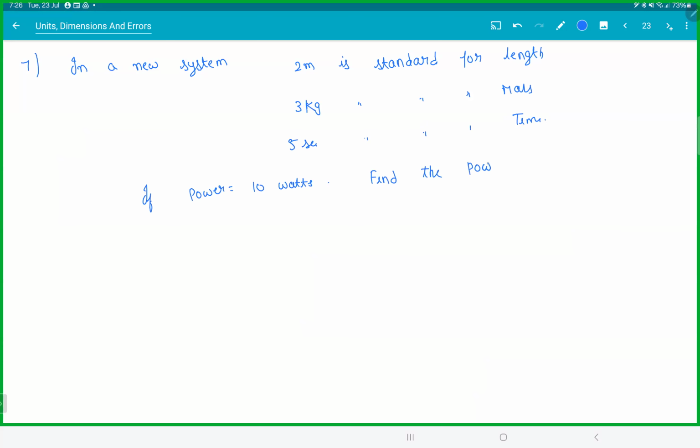But in real life, we don't call it watt dash. We'll give a new term like dyne, erg, and something like that. But okay, I'll simply call the new unit watt dash. Is my question clear? So this is how you convert one unit to another. Give it a try.